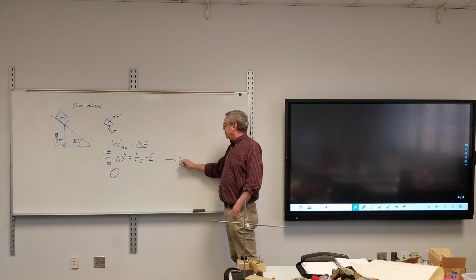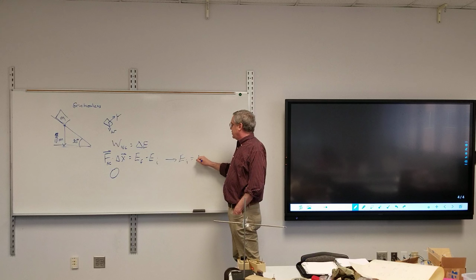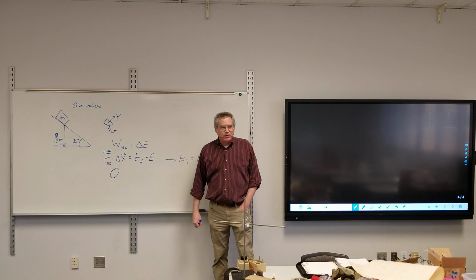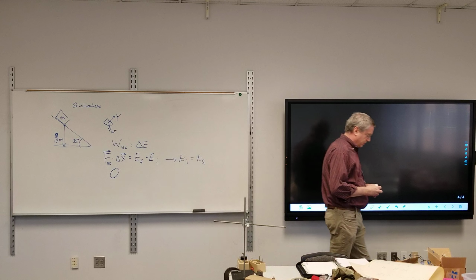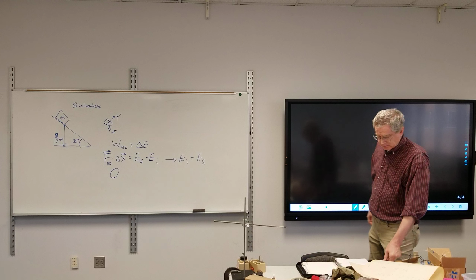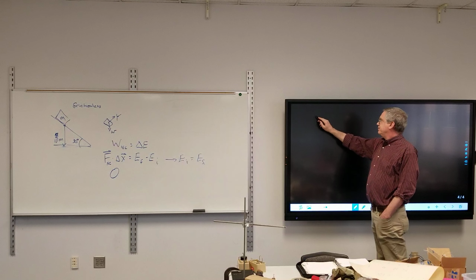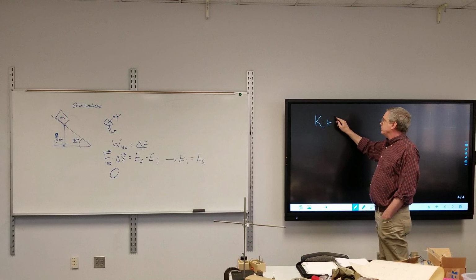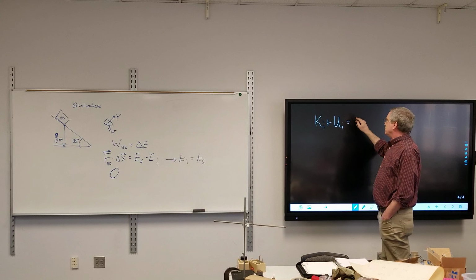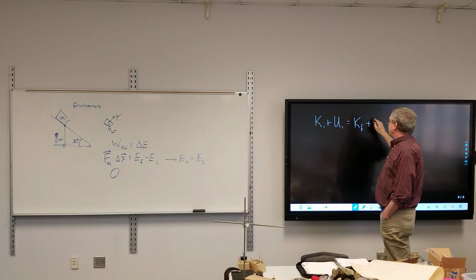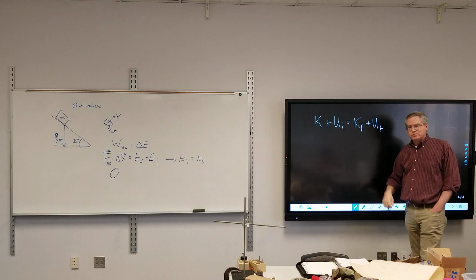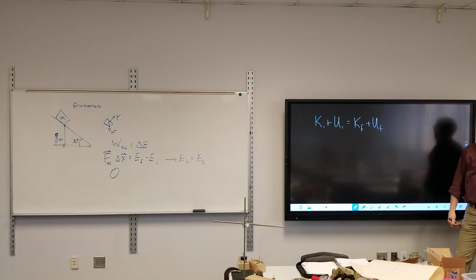So ultimately, we have energy initial is equal to energy final, which is the same place that we were and will be on so many problems. So I have my initial kinetic plus my initial potential energy is equal to my final kinetic energy plus my final potential energy.